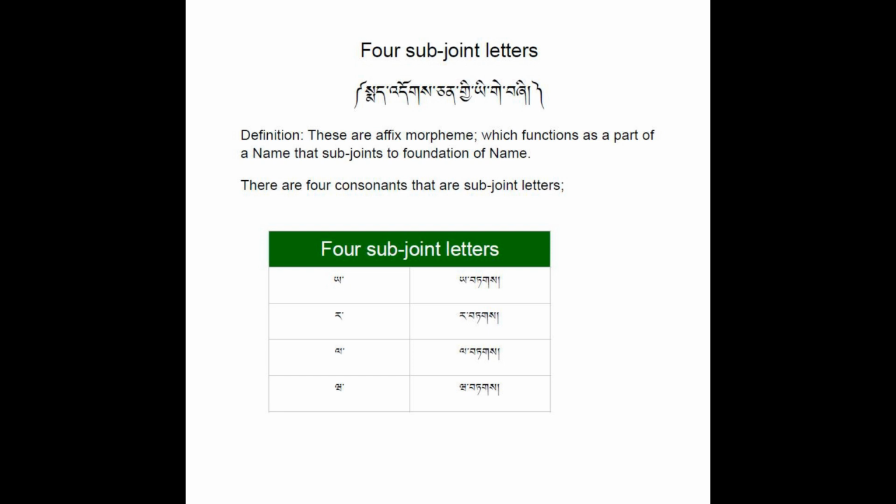Okay, the fourth affix morpheme is known as the subjoined letter. In Tibetan, we say me dok chen ki yigi. Me dok means something that is joined. Me means from below, so something that's joined at the bottom. Me dok chen ki yigi means four subjoined letters. There are four consonants which can be used as subjoined letters, meaning they function as a part of a name in which the particular consonant is joined to the foundation of name.